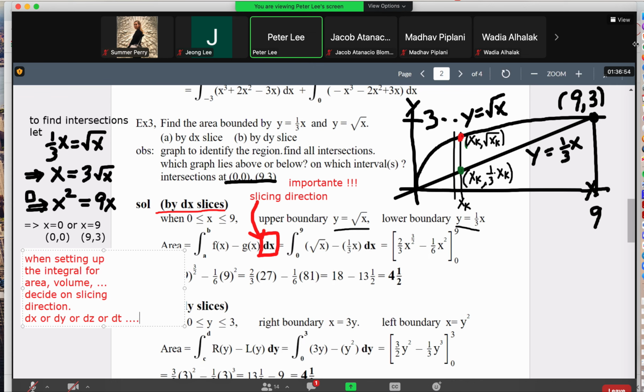By the way, some textbooks and some teachers will say, we cut by vertical slices, horizontal slices, and all that. But all these terms, I find, are confusing sometimes. So I like to make it absolutely clear. My language is either dx slicing or dy slicing, or dy slices, dx slices, dz slices, dt slices. This is how I call them, and this is the slicing direction.